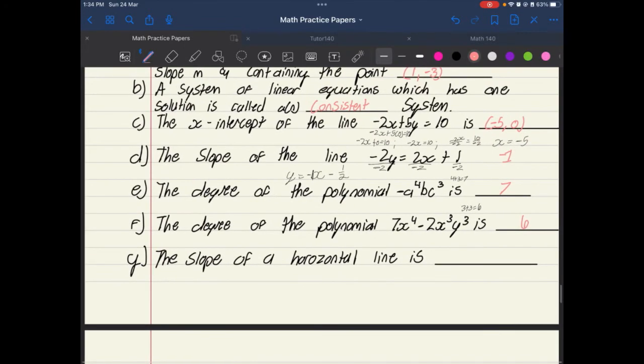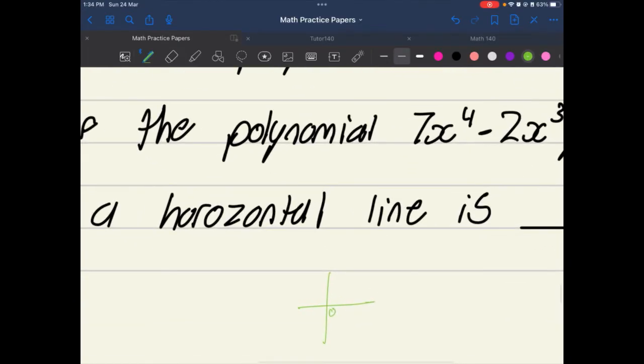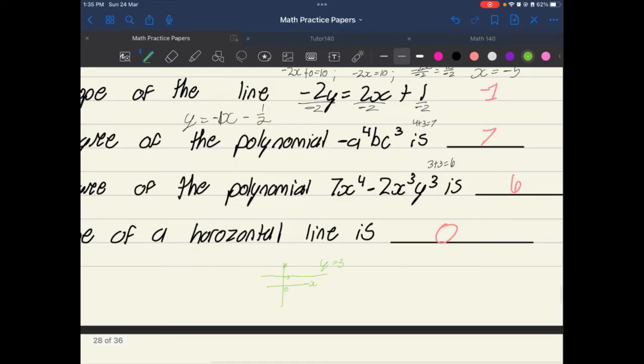Okay, the slope of a horizontal line is 0. So if we have a graph, right, let's just say this 0 right here, this is the y-axis and this is the x-axis. If we just plot y equals 3, this would be a horizontal line. The slope would be 0 because it's going straight. So the slope of a horizontal line is 0.